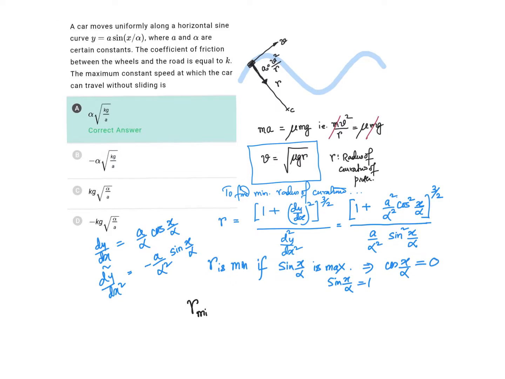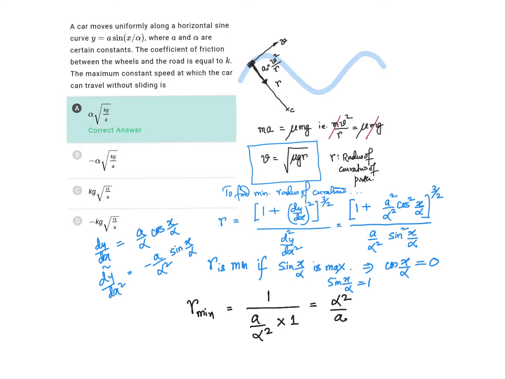So here we go, r minimum is equal to, then the numerator will be 1. So here you have a by alpha square, that is, a divided by alpha square, and the rest of that is 1. So that is alpha square divided by A.